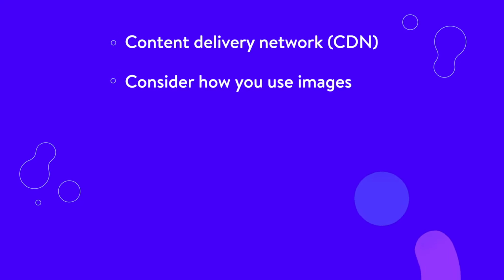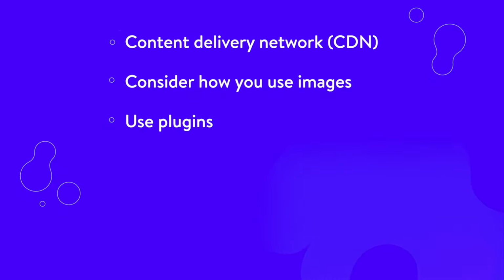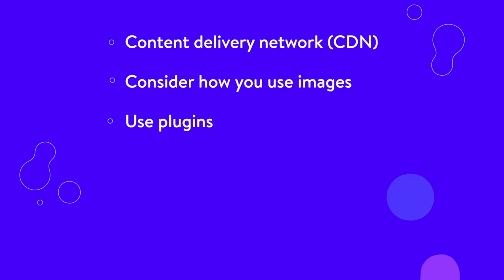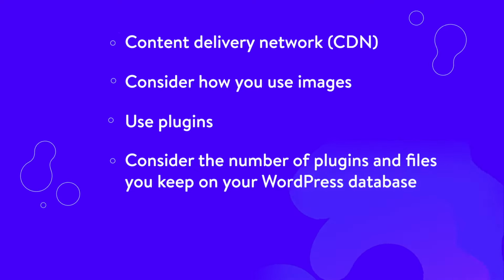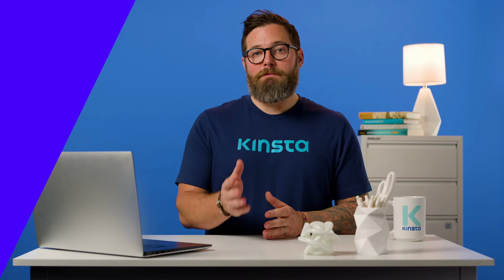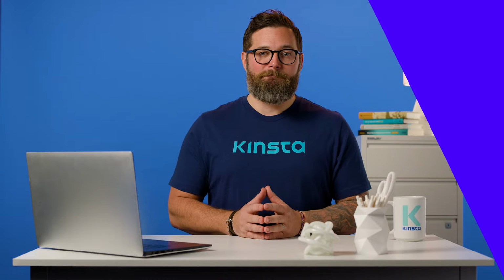If your website needs to use lots of large images, use plugins that include functionality for gzip compression, caching, or image optimization, such as WP Rocket and Imagify. They can help make your files smaller without sacrificing quality so that they load faster. Consider the number of plugins and files you keep on your WordPress database, since they can also affect page load speed. Clean up those that you don't use. While you're at it, keep your PHP, WordPress core, and plugins updated to their latest versions.